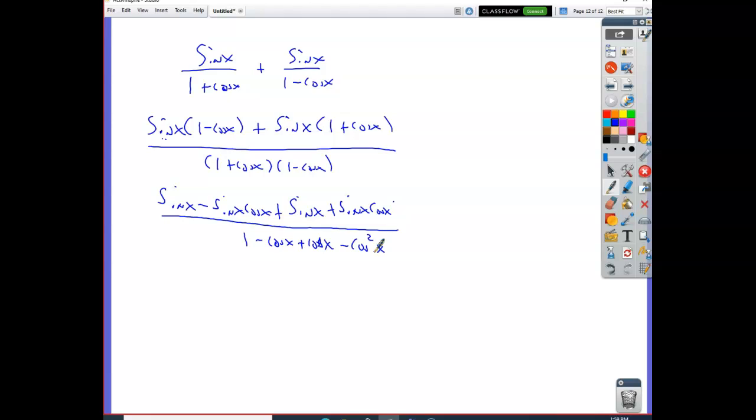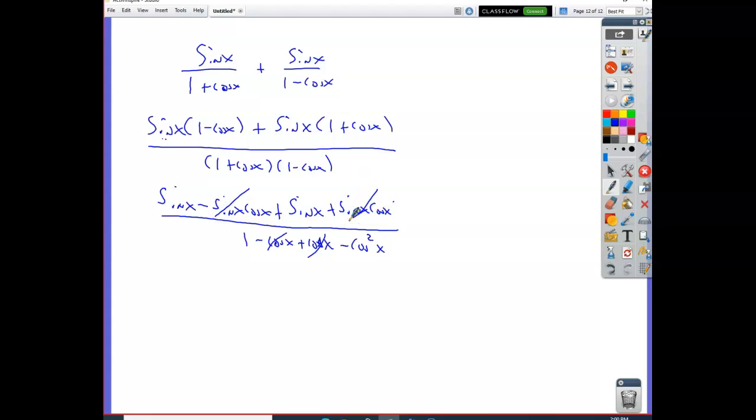You two are darn close, though. And then can you cancel stuff out? Yeah, let's cancel some stuff out. It's just good algebra. You cancel out the 2 cosines. I also got a negative sine x cosine x and a positive sine x cosine x. One's a plus, one's a minus, so they cancel.